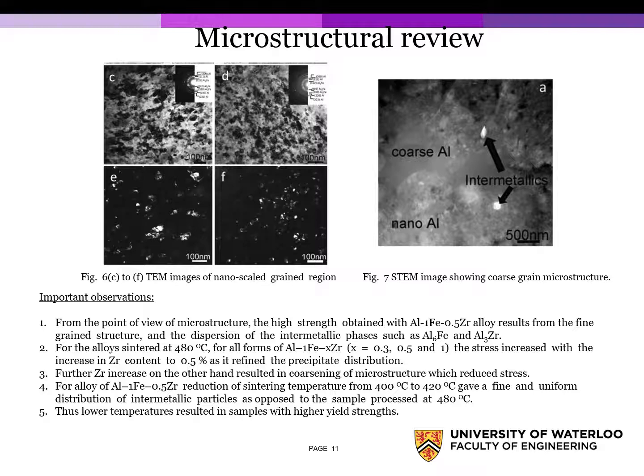For the alloy of Al1Fe.5Zr, reduction of sintering temperature from 480 degrees Celsius to 420 and 400 degrees Celsius gave a fine and uniform distribution of intermetallic particles as opposed to the sample processed at 480 degrees Celsius. Thus, lower temperatures resulted in samples with higher yield strengths. Now, let us take a look at case 2.